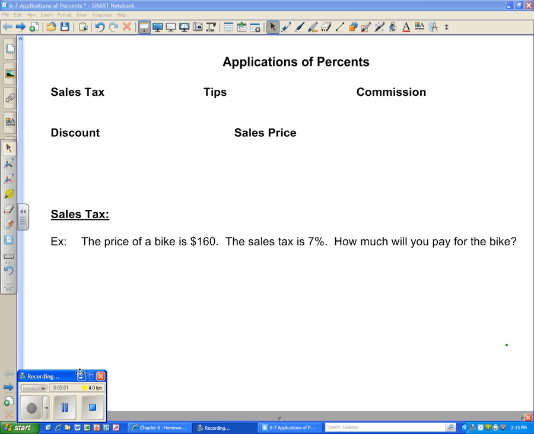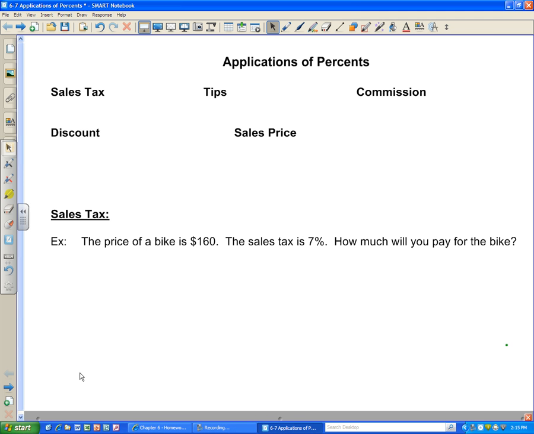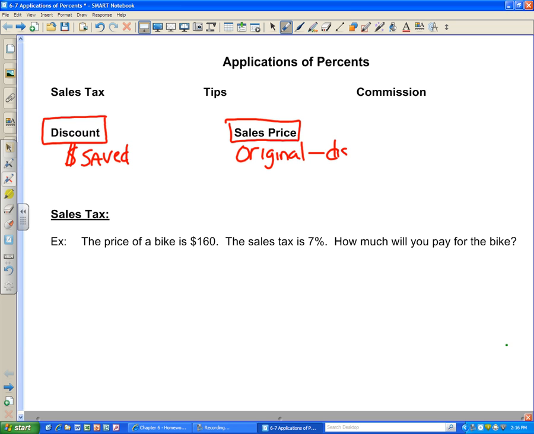Hey, today we're going to be talking about applications of percents. We've actually already talked about a few of these. We've talked about discount, which is the money that you're saving. And we've talked about sales price. In order to find the sales price, you need to know the original, and then you subtract your discount.